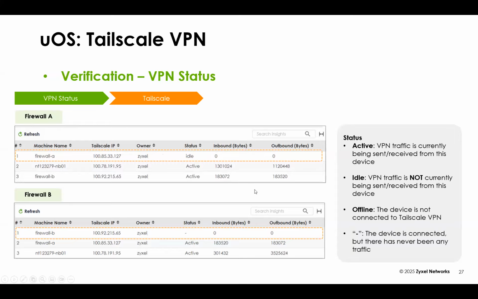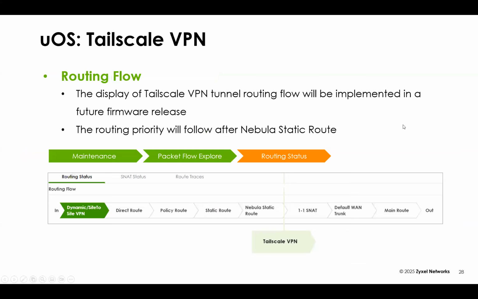Now, you're probably wondering, how do the routes on the firewall handle the Tailscale VPN? In terms of routing flow, we can take a look at the routing flow on the firewall if we go and take a look at the Packet Flow Explorer. The Packet Flow Explorer shows us the priority of the routing.